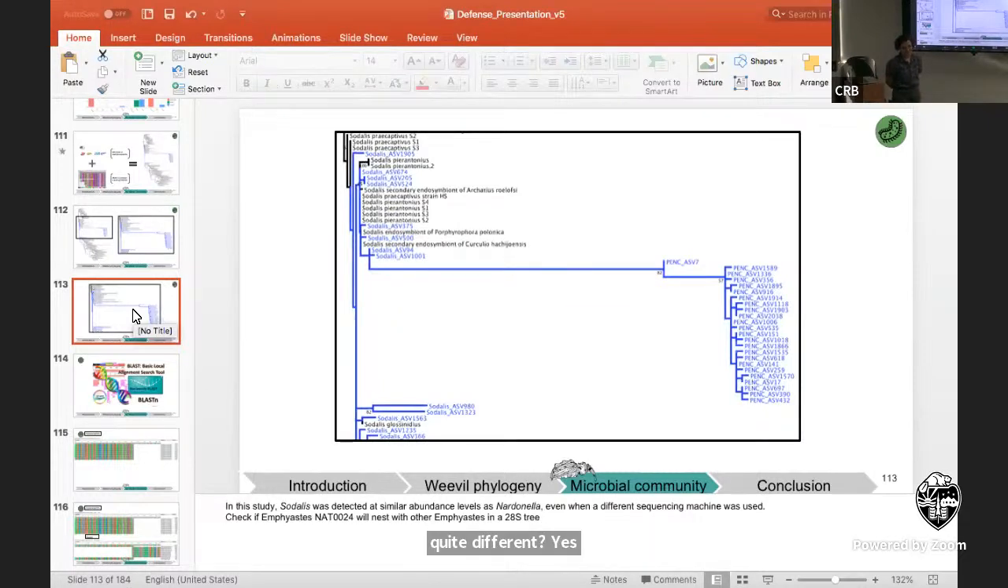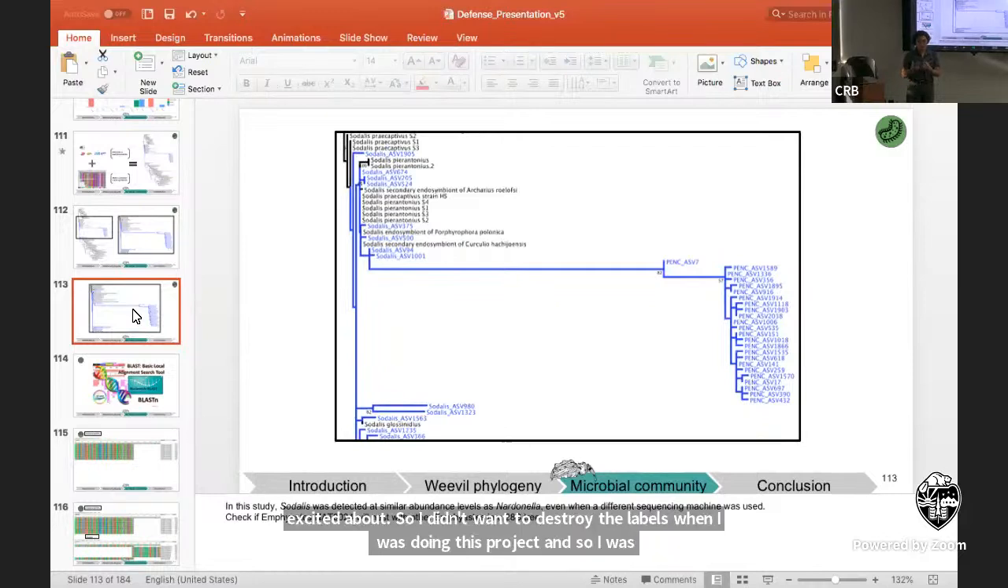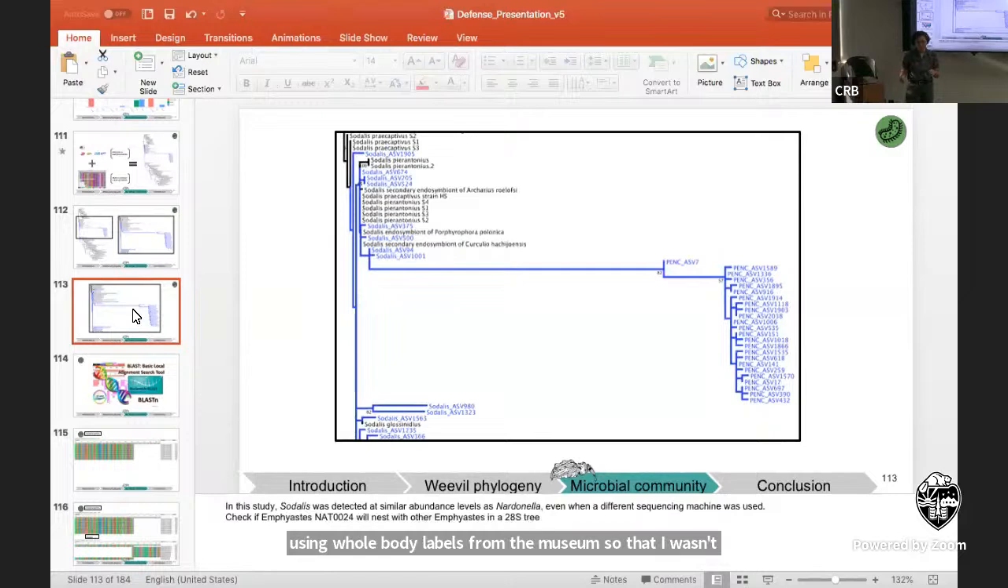The question on Zoom says, with museum specimens, how accessible are the beetles to take for DNA extraction? Does the beetle get destroyed in the process? Yeah, okay. That's one of the things I'm really excited about. I didn't want to destroy the weevils when I was doing this project. And so I was using whole body weevils from the museum so that I wasn't crushing them up using different parts of them. And the concern with that is that it limits my ability to say that something is certainly an endosymbiont, right? Because I didn't get it from the internal part of the organism.